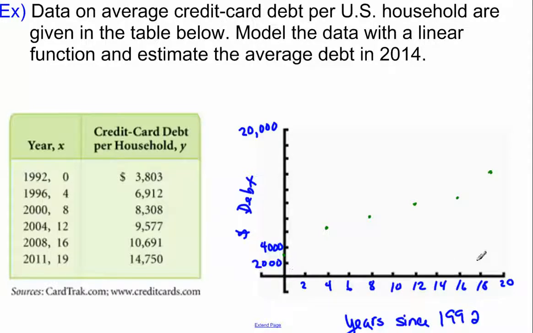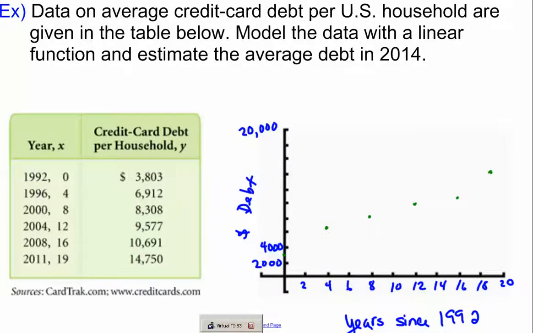Okay, first thing we want to usually do when we are given some data is make what we call a scatter plot. We want to see what it looks like if we were to map out those points. And so I've got my years labeled down here again. It's starting with 0, 2, 4, 6. And then my debt, I went up in increments of 2,000 so I could get it all in there. 0, 3,800 would be about here, 4, 6912 about there, 8, 8308 there, and so on. And you can see it does kind of look like a line. Okay, it's kind of nice to see.